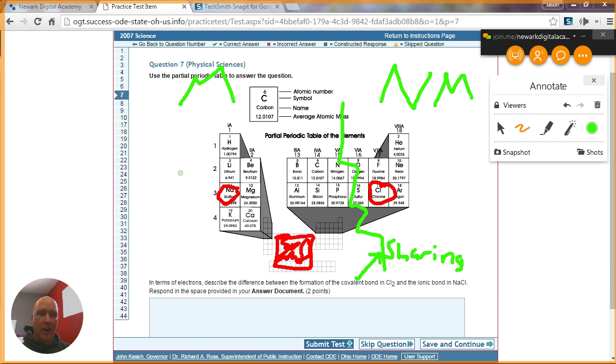Ionic bonding are where you're going to have things on opposite sides of the periodic table. Ionic bonding is a metal and a nonmetal. And what happens is the metals are going to lose electrons and the nonmetals are going to gain electrons. And that's what forms an ionic bond. So the ionic bond in NaCl is caused by the losing and gaining of electrons to form ions, which then electrically attract to each other.